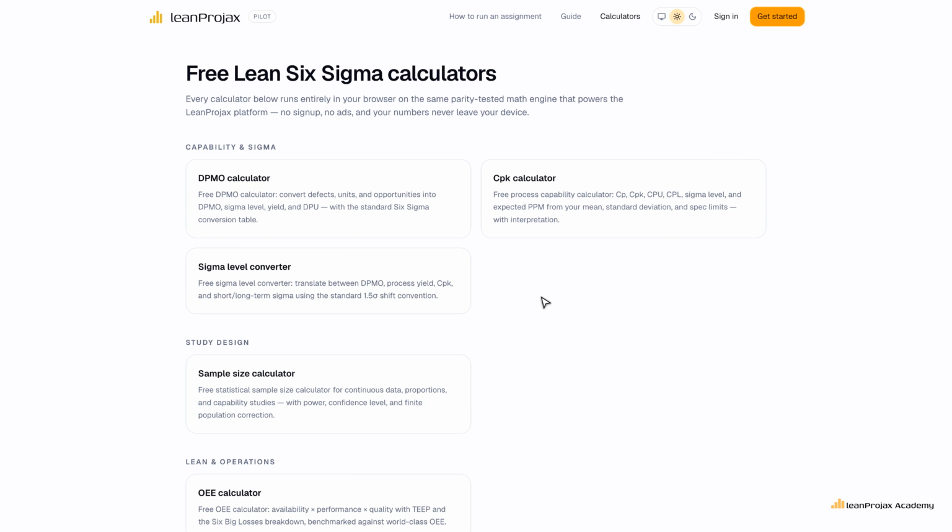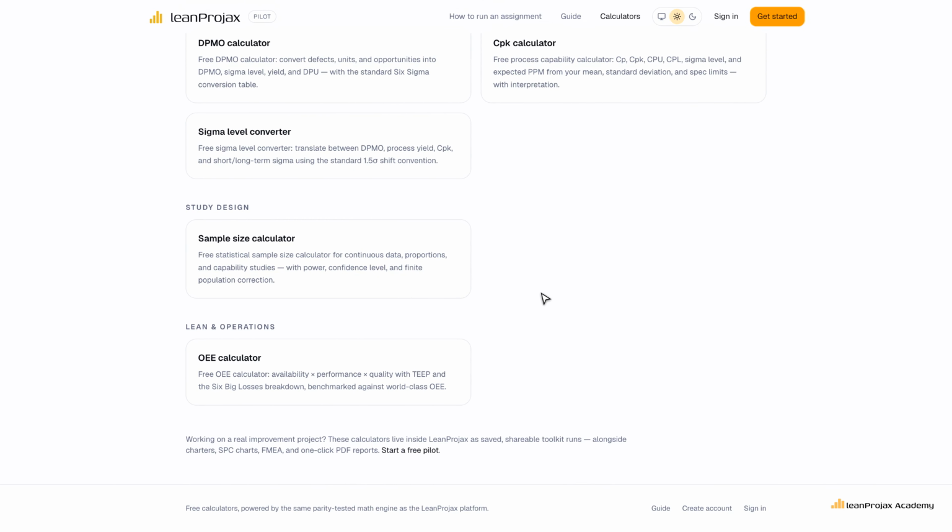And the last piece is one you can use before you have an account at all. This is LeanProjax.com/tools. Notice the top right, sign in, get started. I am not signed in. These are public. Every calculator below runs entirely in your browser, on the same parity-tested math engine that powers the platform. No sign-up, no ads, and your numbers never leave your device.